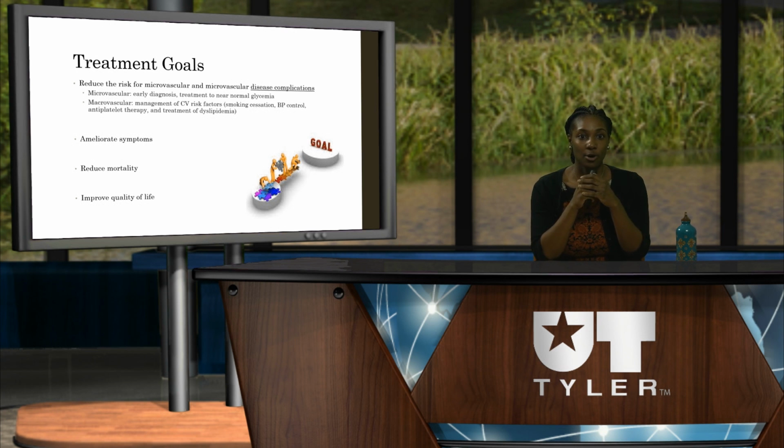Macrovascular complications, so those are mainly our cardiovascular risk. Again, we have a whole class on risk factors, but some of those risks can be smoking, so getting our patients to stop smoking, blood pressure control, should they be on aspirin or some other type of antiplatelet therapy, and then treating their hyperlipidemia or dyslipidemia. We want to get rid of the symptoms, so that's one of the main goals. If they're having polyuria, polydipsia, polyphagia, we want those symptoms to be alleviated, reduce mortality, and also just improve quality of life for patients.